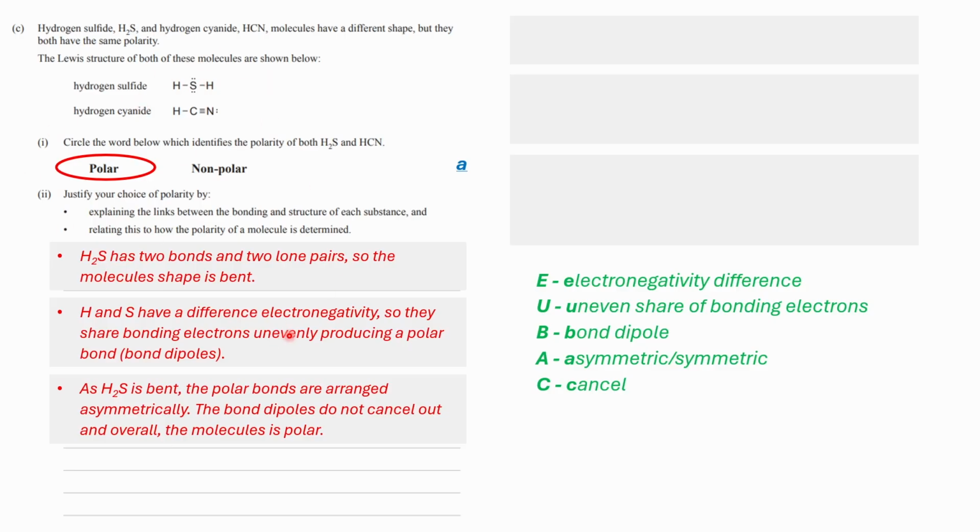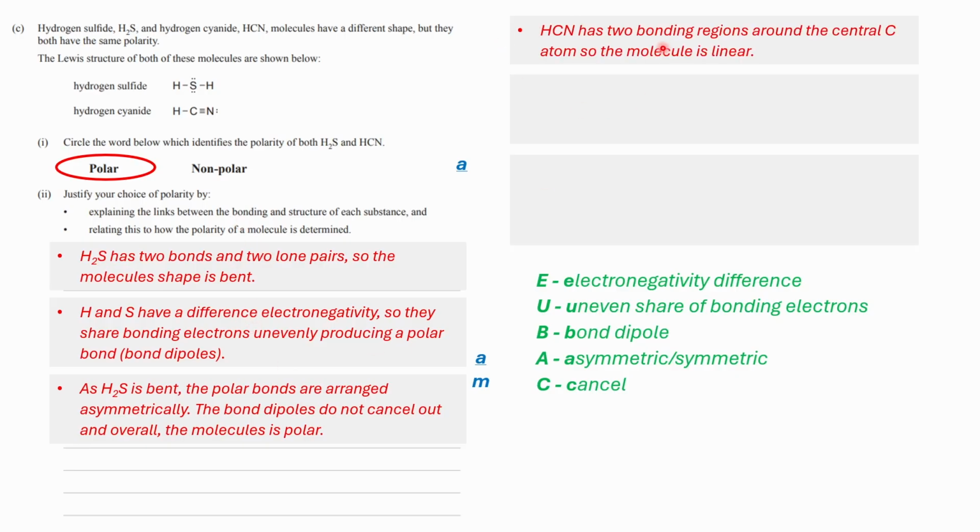But why is the second one polar? Okay, so the second one, let's have a look at the mark here. If you stated there's electronegativity difference between H and S, that's an achieved. If you linked the asymmetry to the bond dipoles not cancelling, you're a merit here. So let's see if we can do the next part though.